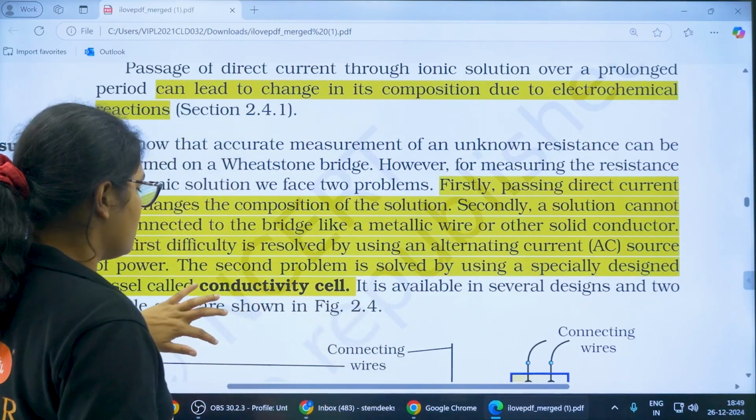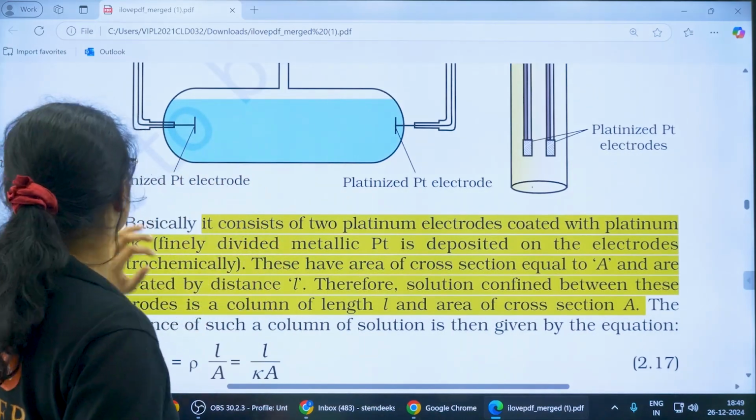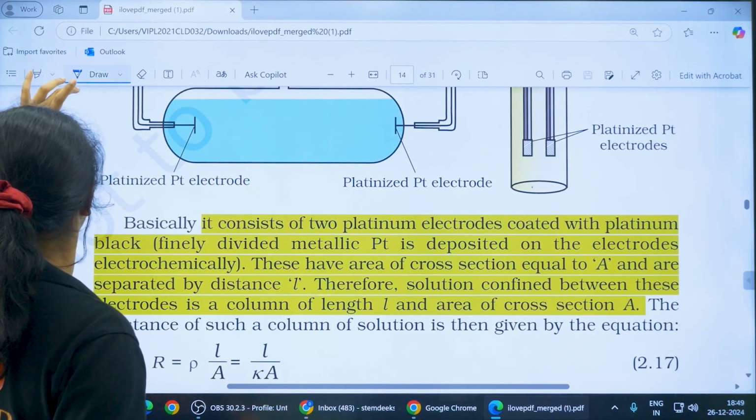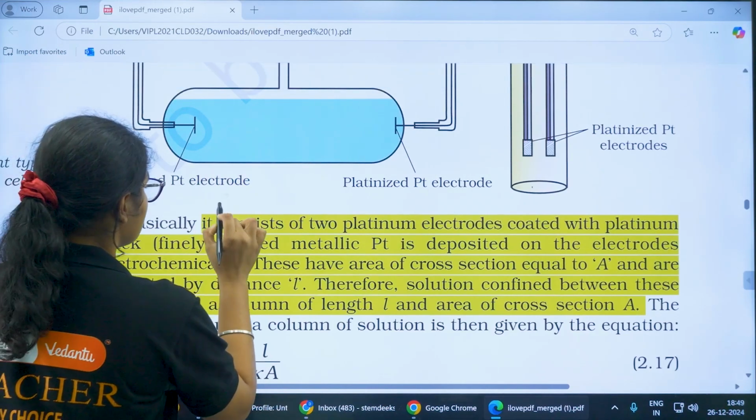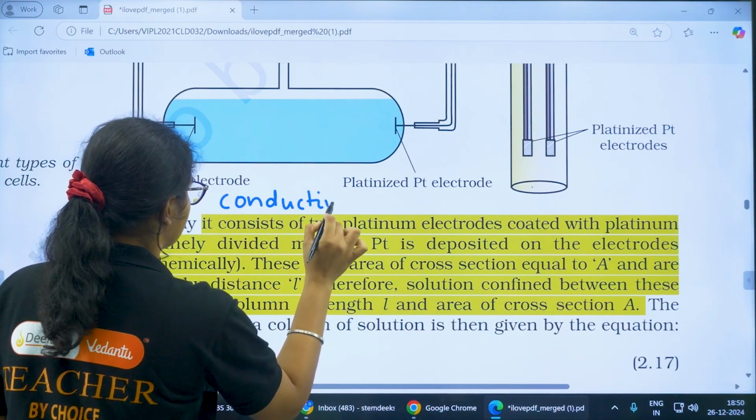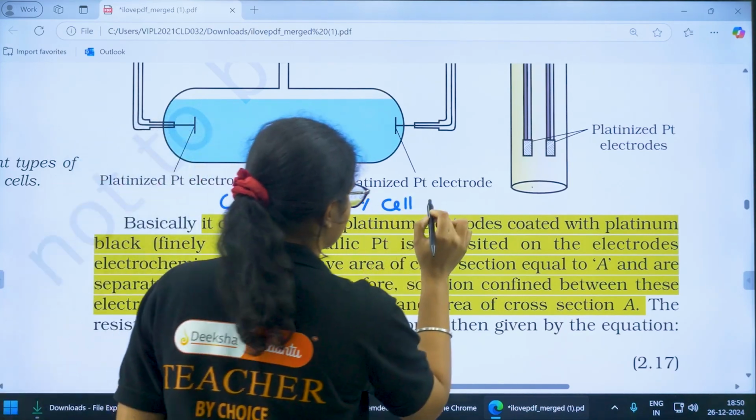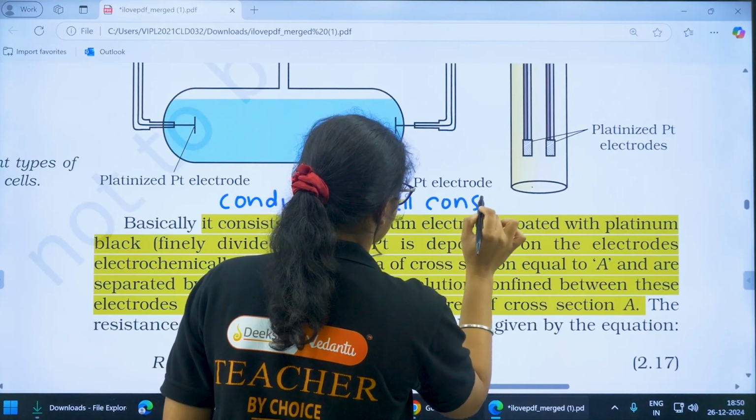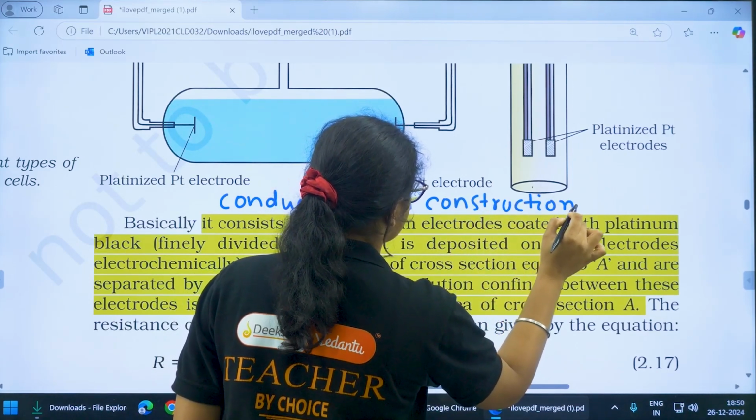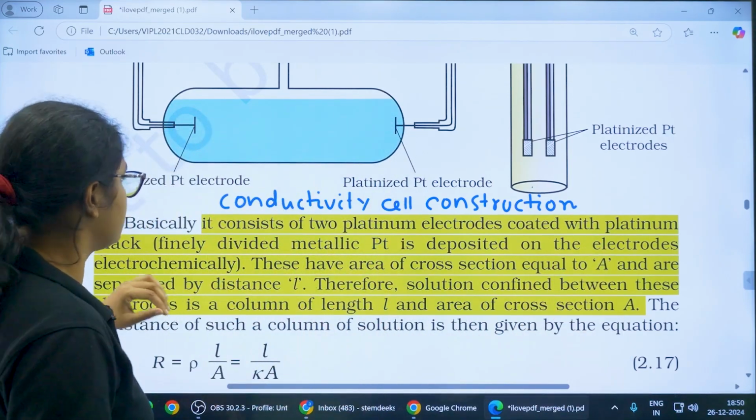Now coming forward, this is the construction of the conductivity cell. One minute, let me see if I can use the pen here. So this is your conductivity cell construction. A question can be asked from here. So you should not leave anything out from this book that is possible. This is the point that you should be writing.